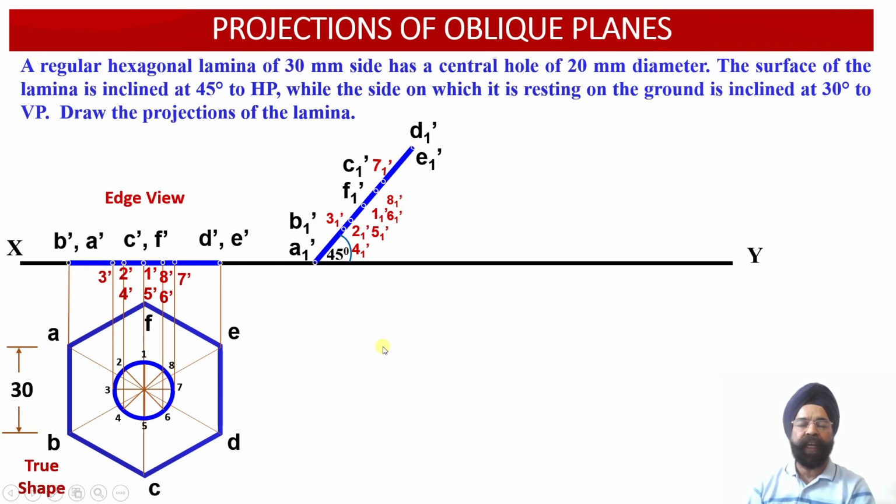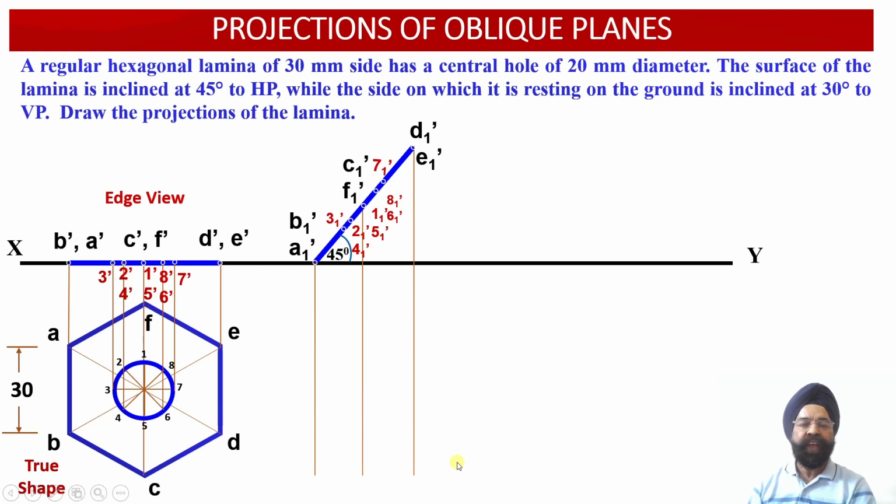So how do we obtain these plan projection points corresponding to this apparent shape of the lamina, which is inclined to HP? From all these 14 points in the front view, we are going to draw the vertical projector lines, and from all the 14 points of the previous plan projection view, we will be drawing the horizontal projector lines into the plan projection view over here.